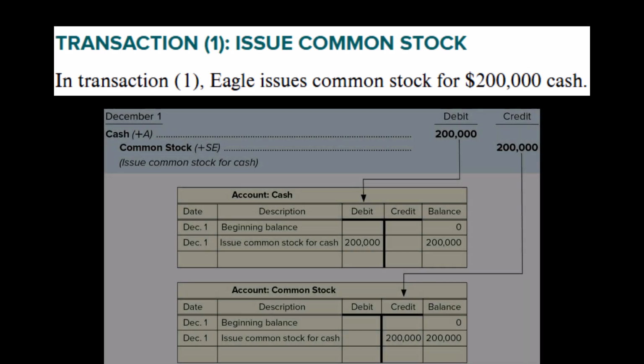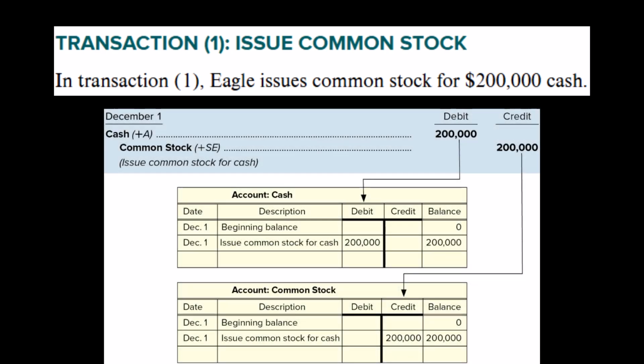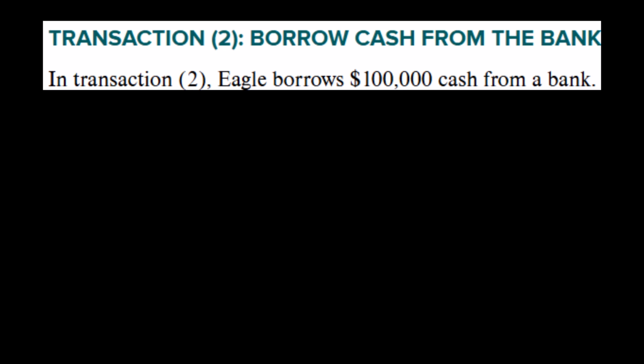Let's record this. On the 1st of December, we debit cash for $200,000. We credit common stock for $200,000. Then, we post this to our T accounts. Okay, what's happening next? The company is increasing its cash, but it didn't earn it. It borrowed it. This creates a formal obligation to pay the bank back.